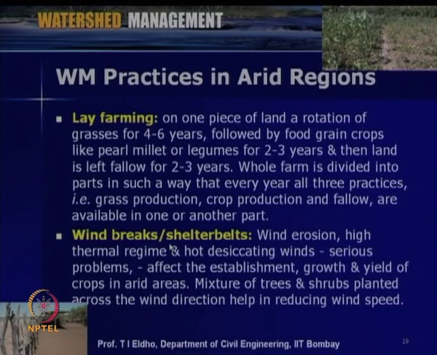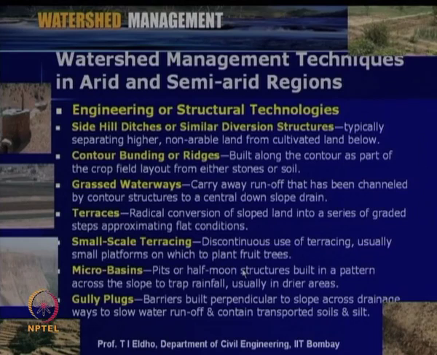And then as far as the major problem of soil erosion due to winds, we can develop wind breaks or shelter belts. Wind erosion, high thermal regime and hot desiccating winds are serious problems in the arid regions. So, here we can have a mixture of trees and shrubs planted across the wind direction like shown here, reducing the wind speed. So, this is another watershed management practice in arid regions.